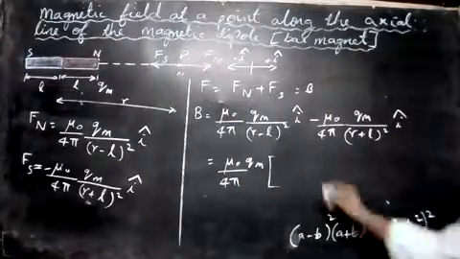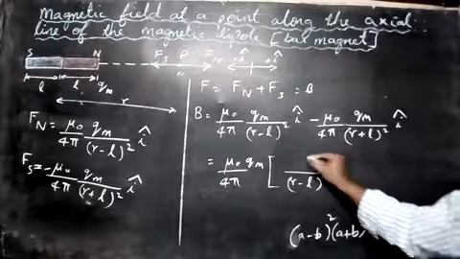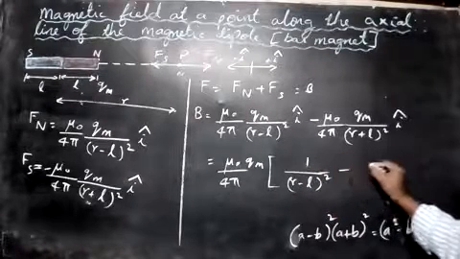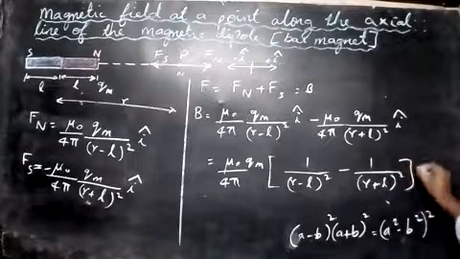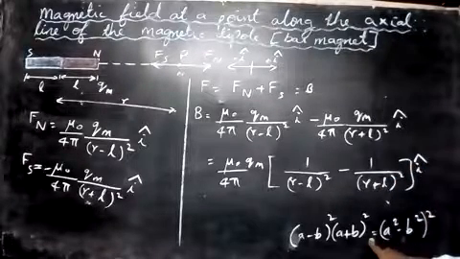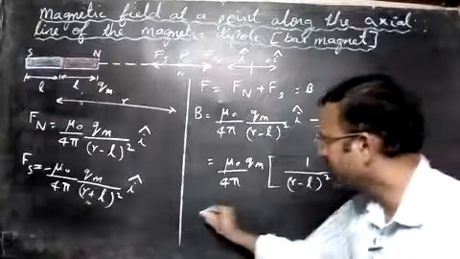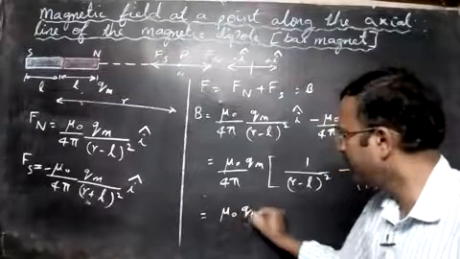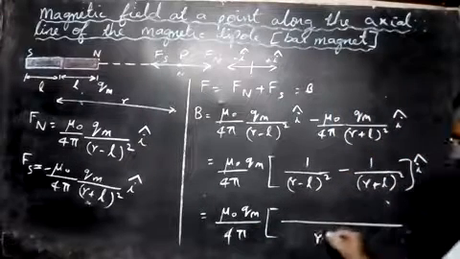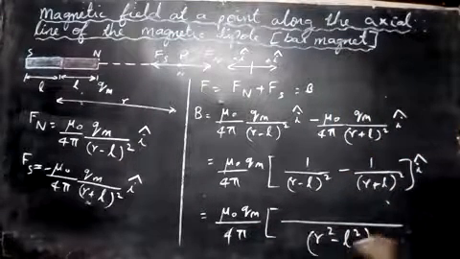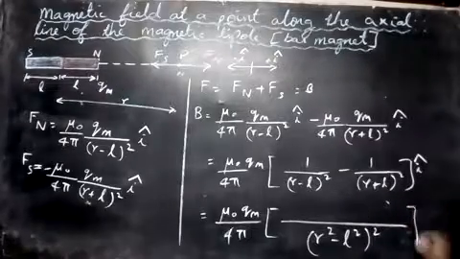Next step: I'll write here first 1 divided by (r minus l) the whole square, minus 1 divided by (r plus l) the whole square into I cap. Now I'll use this formula down here, then it's more clear to understand. So what we get is mu naught qm divided by 4 pi, and here we get (r square minus l square) the whole square. Now it will be very clear, I think. And then I cap will come here.